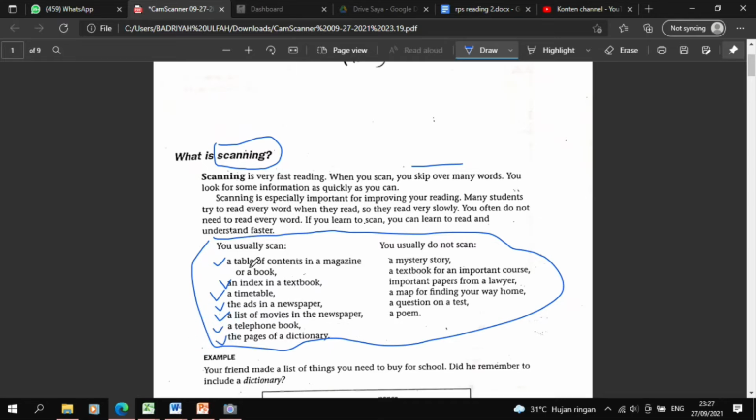So these kinds of reading are okay for you to scan, but it is difficult, of course, if you want to scan a mystery story, a textbook for an important course, important papers from a lawyer, a map for finding your way home, a question on a test, a poem. You cannot read poetry so fast, or just scan it. Only some texts are meant for scanning, not for deeper reading.